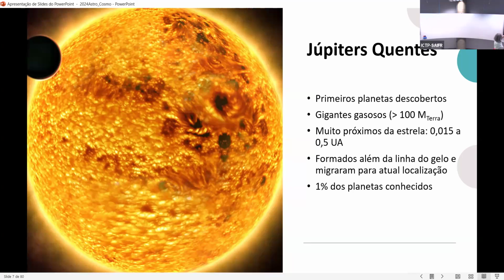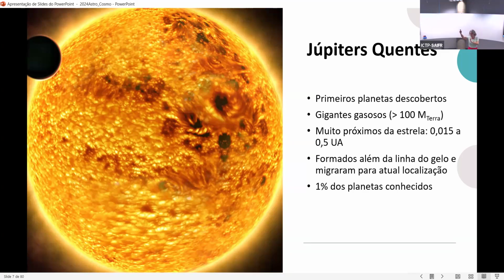And they are giant, Jupiter, with a mass larger than Earth mass. But they're very, very close to their star. So this is one astronomical unit, the average distance between the Earth and the Sun. These planets are much closer to their star than Mercury is to our Sun.